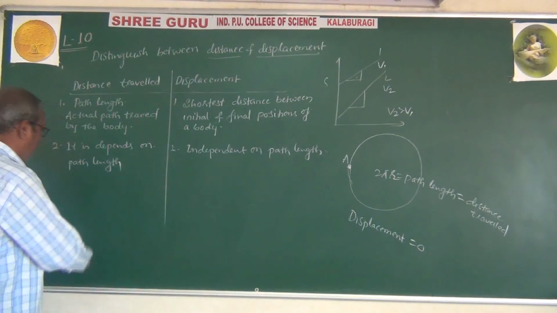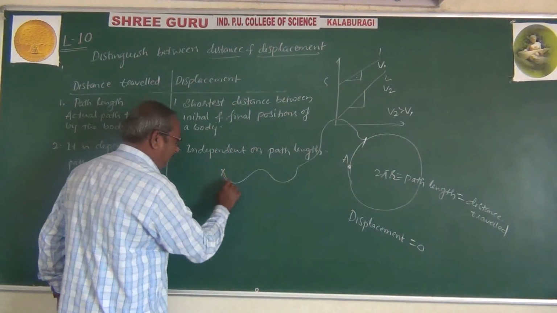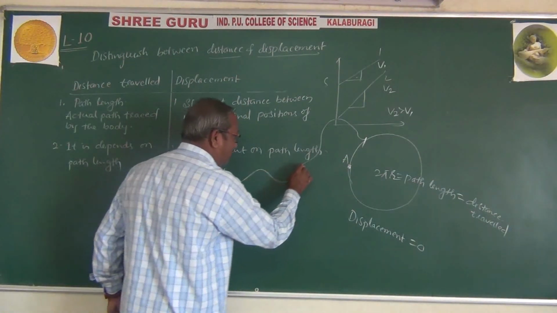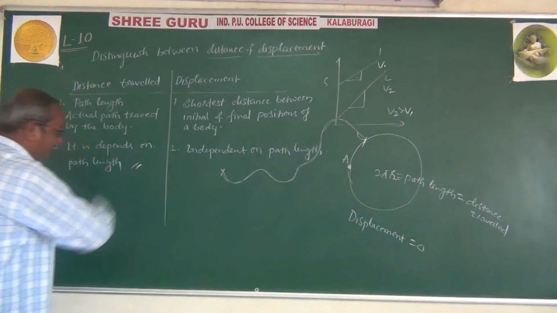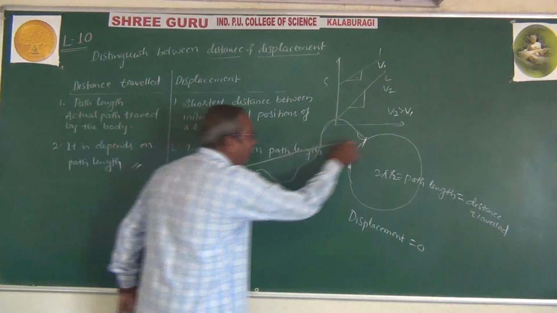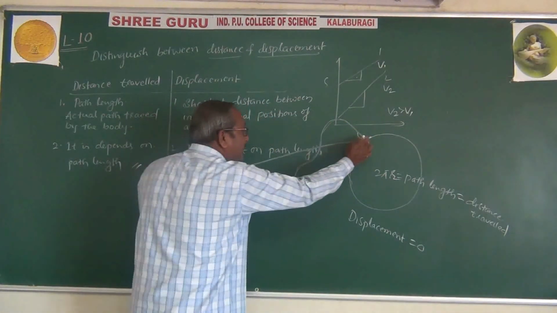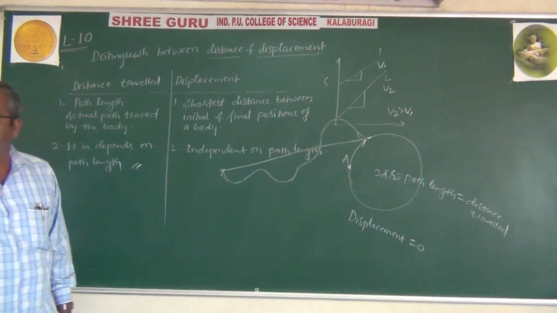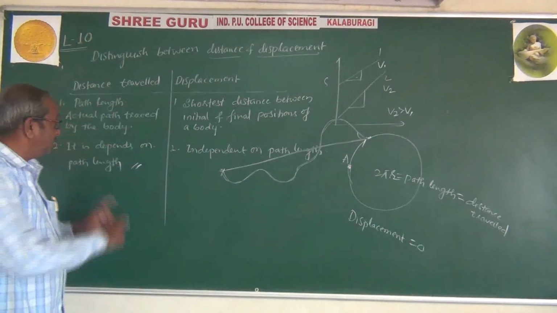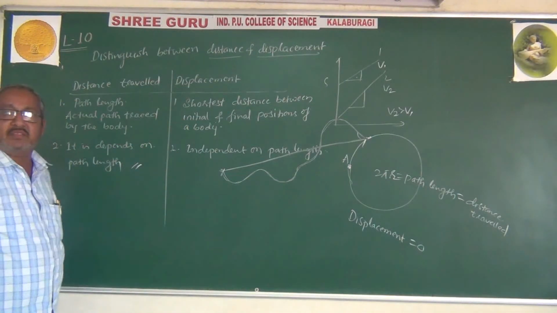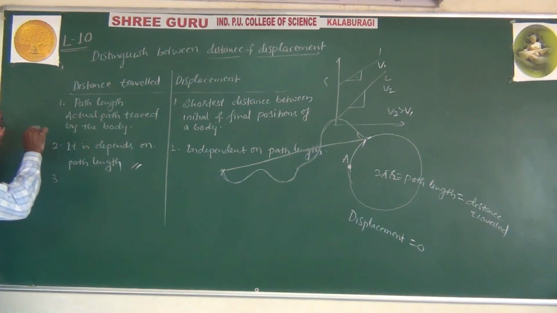In case of A, like this, the body is moving along this curved path. Here to here you have to measure along this path, and this total path is the distance traveled, whereas the displacement is this one, the shortest distance from initial to final. This displacement is independent of the path, but distance traveled depends on the path. So usually this value is greater.